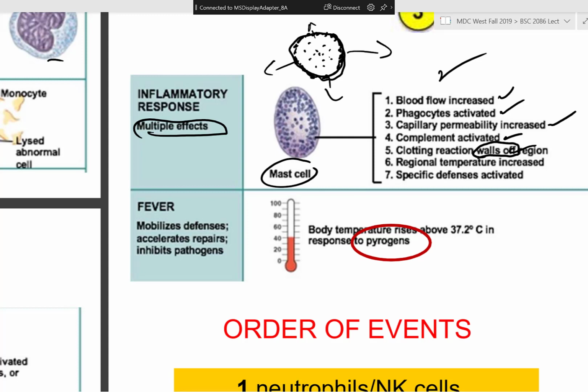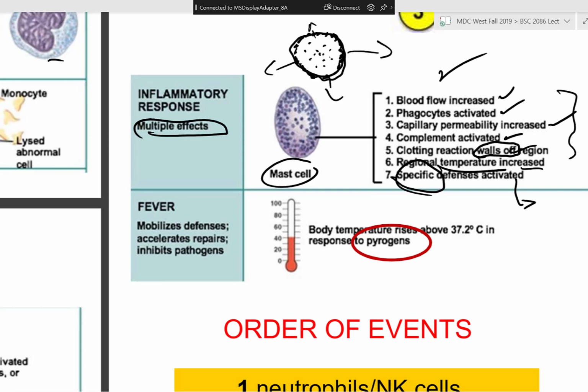Next one. As that inflammation occurs and more blood flow goes to the tissue, what do you have? The temperature increases, right? On that area, the temperature increases. And then you are going to now, see, that's the last part. You're going to activate what? Your specific defense. Why is that the last thing you do? Because specific defense requires what? Time.